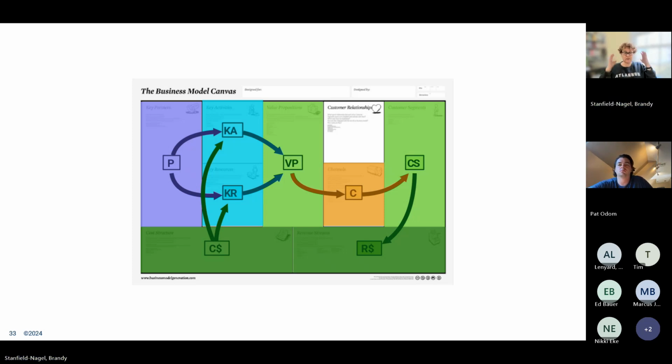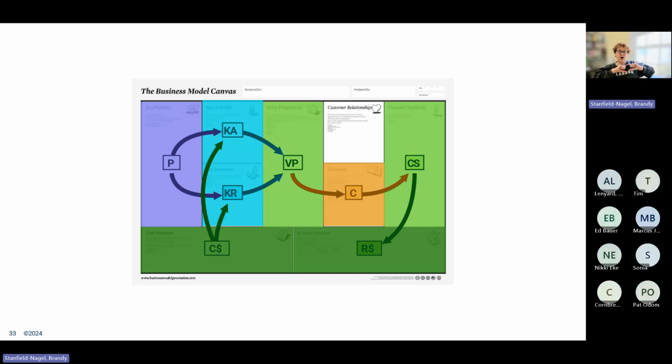And now there's one box left, and it's customer relationships. And I want to point out that it is in the heart location on the canvas, and it's even got a little heart in the box. And that is the engine of your business. That's what makes everything run. That's get, keep, grow. Customer acquisition, customer retention, and building your business with your customer.